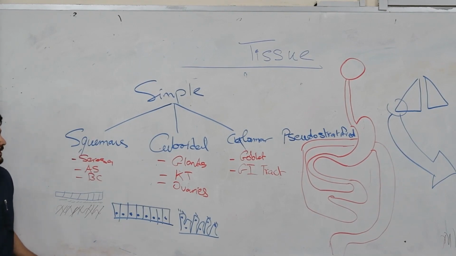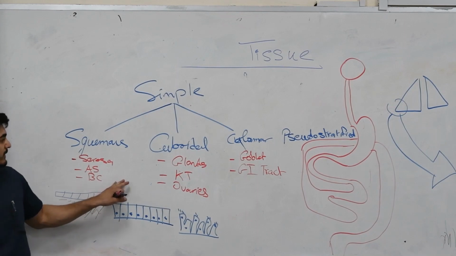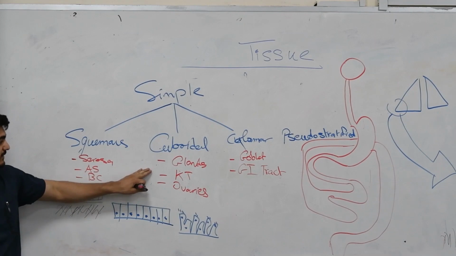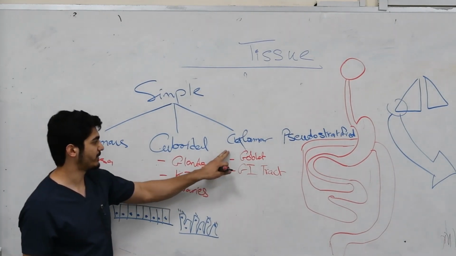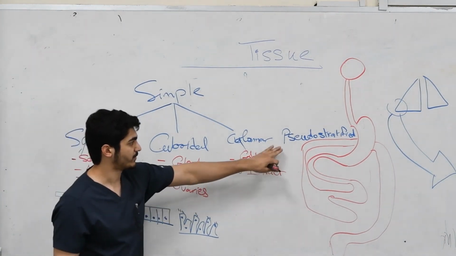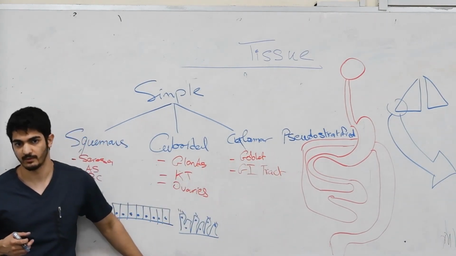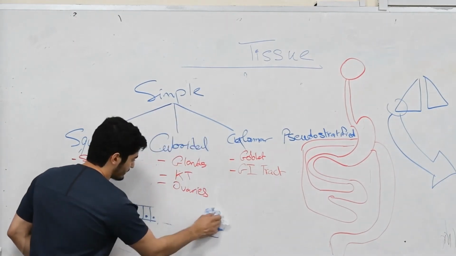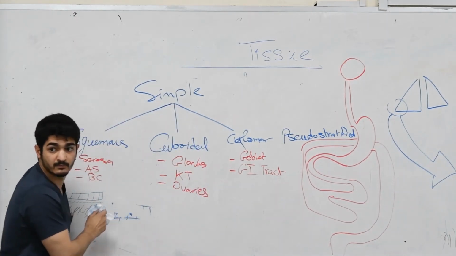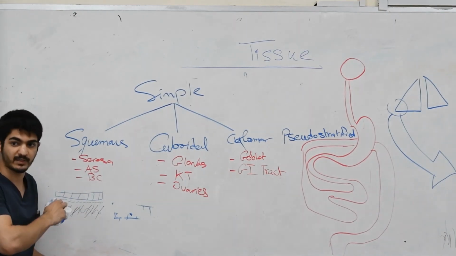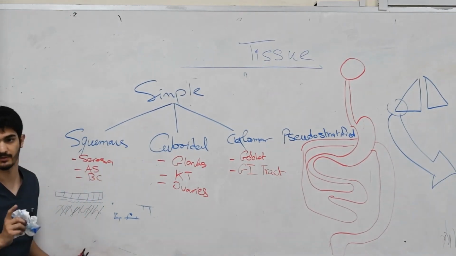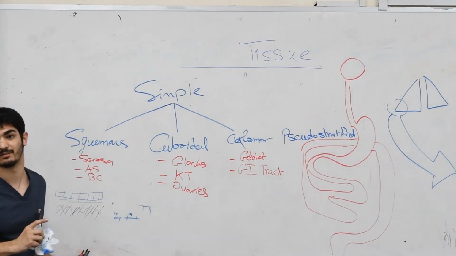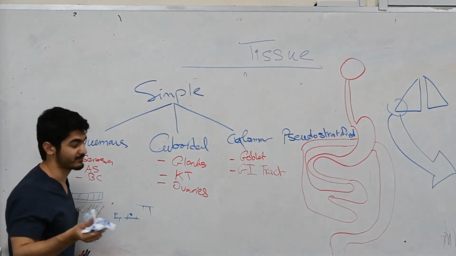Come on? For simple, we have squamous, serosa, blood capillaries, cuboidal, glands, kidney tubules, ovaries, columnar, goblet cells, GI tract. So the stratified respiratory tract. Come on? And this one? Stratified. Pseudo stratified is not considered stratified. Pseudo means it resembles, looks like, but it's actually not. Fake. Tamam? Fake.